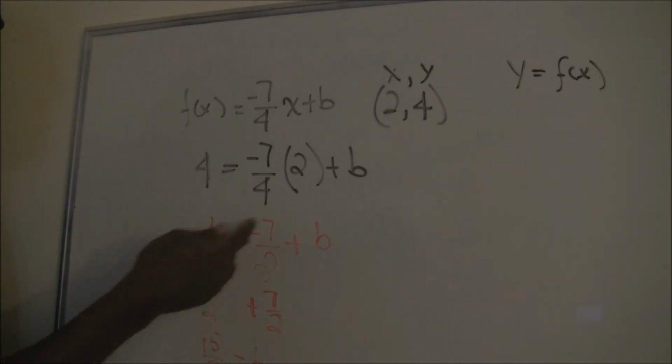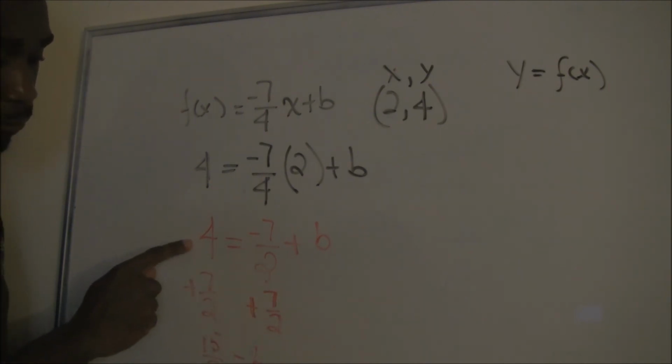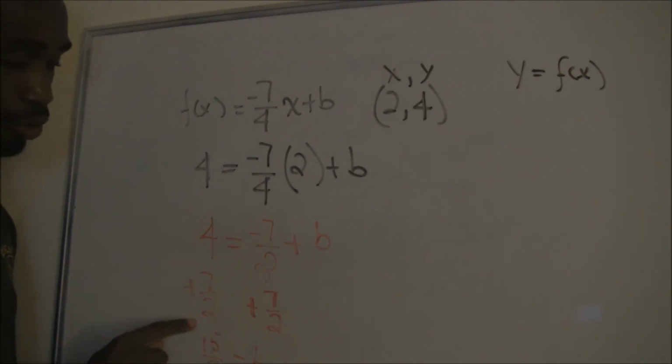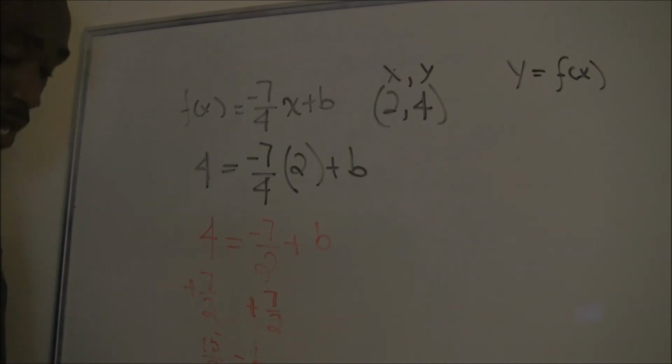Because see, this cancels out right here. These two cancel out. Once you have 4 plus 7 over 2, what happened? You find the common denominator, and by doing so you will end up with 15 over 2. So we know our b is now 15 over 2.